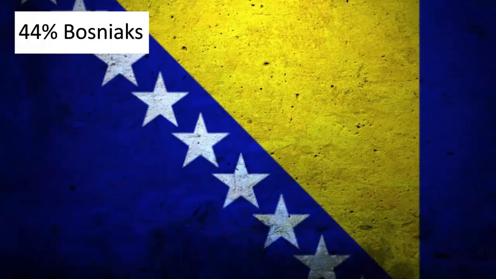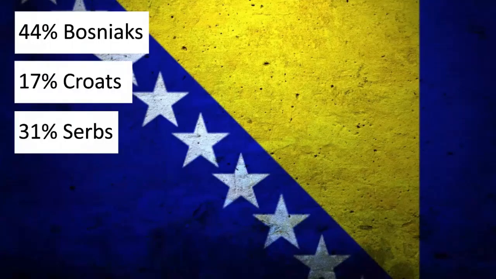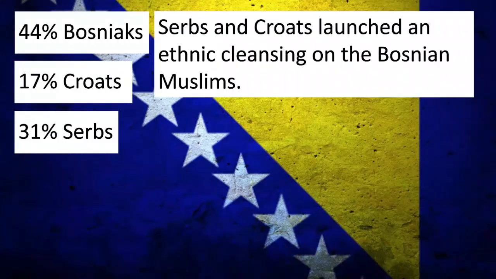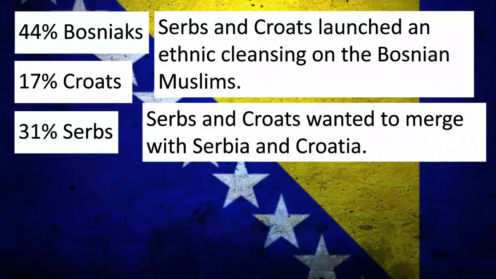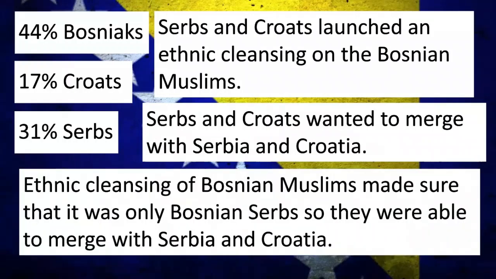Bosnia and Herzegovina. So, Bosnia and Herzegovina consisted of 44% Bosniaks, 31% Serbs, and 17% Croats. Serbs and Croats launched an ethnic cleansing on Bosnian Muslims, not Bosniaks, because not all of them were Bosnian Muslims, just some of them. So this happened because Serbs and Croats wanted to merge with Serbia and Croatia, and the ethnic cleansing of Bosnian Muslims made sure that it was only Bosnian Serbs that remained, so that made them able to merge with Serbia and Croatia.